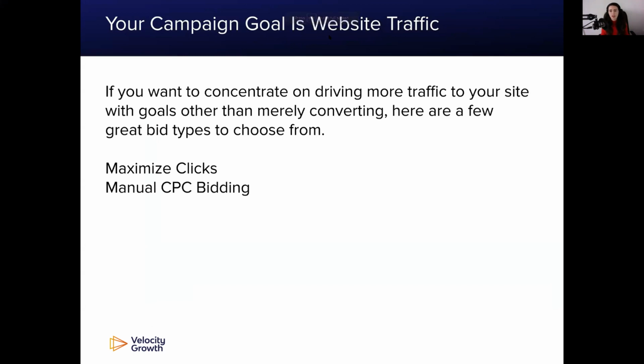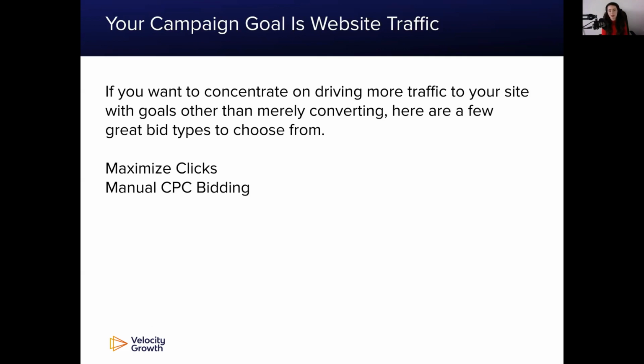If your campaign goal is website traffic, and you want to concentrate on driving more traffic to your site with goals other than just converting, I would choose between maximize clicks and manual CPC bidding. Now, we didn't go through maximize clicks at the start, but it is essentially the same as maximize conversions, only it's maximize clicks. So you're trying to get as many clicks through to the website as possible. These two options are best in this scenario. Again, with manual CPC, I would also consider enhanced CPC here if you want some of that traffic to start converting a little bit better. But overall, maximize clicks is the best opportunity here.